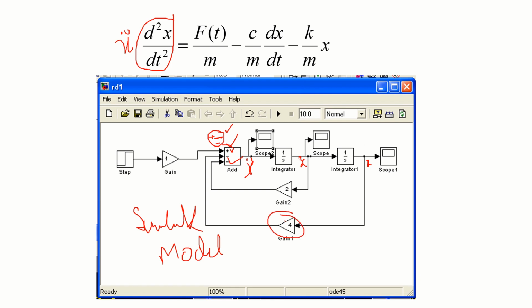I have given the values for k and m. K is 4, say m is equal to 1. Then you will get this, and then you can connect it to this one. Similarly, pick up dx by dt, that is x dot. This x dot you multiply by c by m. Then again it is minus, so connect it to minus. So you have to feed these back.